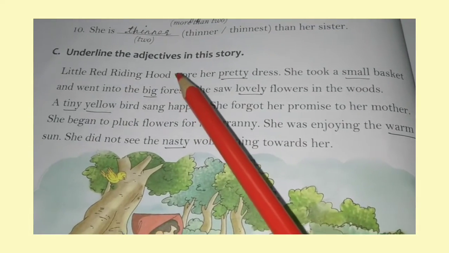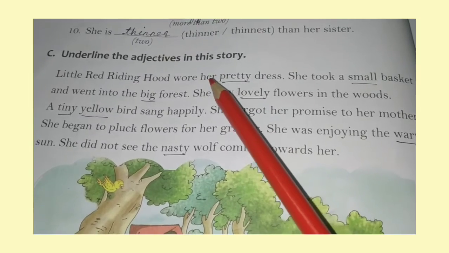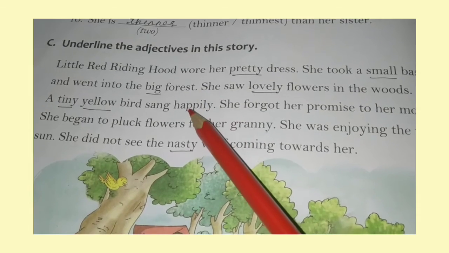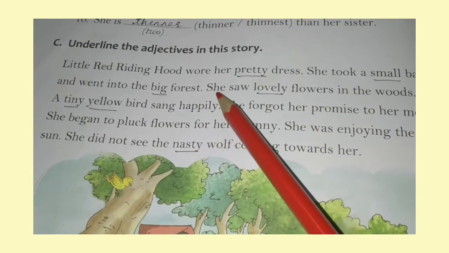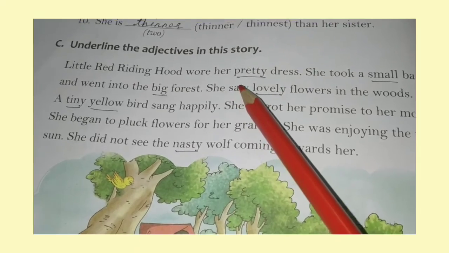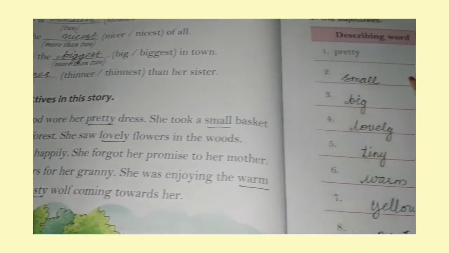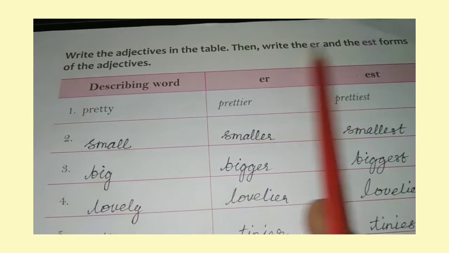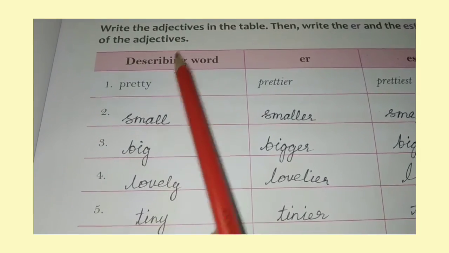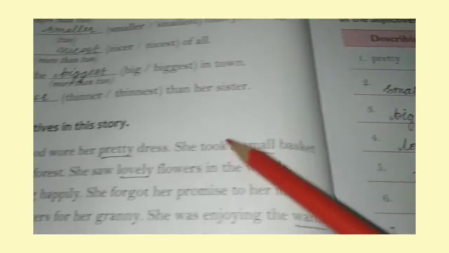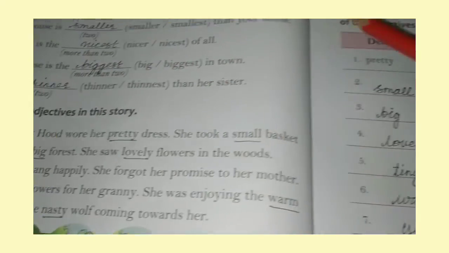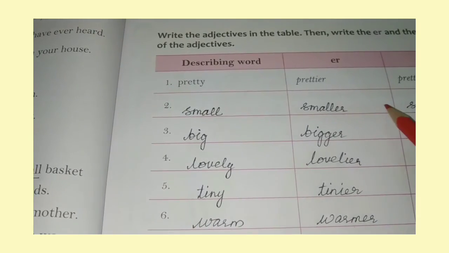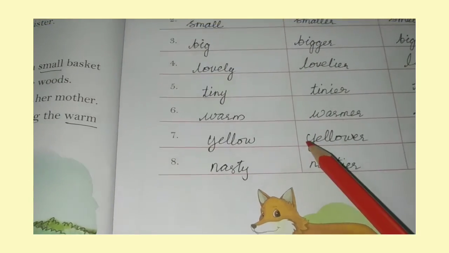Now we move to the last exercise, underline the adjectives in the story. In the previous chapter also you learned to underline the adjectives in the story. Here also you have one more exercise, to underline adjectives and write their comparison forms on the next page. Write the adjectives in the table, then write the er and est forms of the adjectives. So pretty, prettier, prettiest, like that. First you have to underline the words in the story, then write down those adjectives here and write their comparative forms.